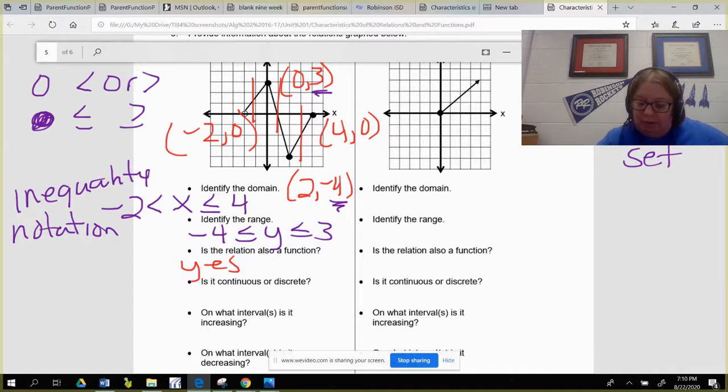Okay, next. Continuous or discrete. If the points are connected, it's continuous.